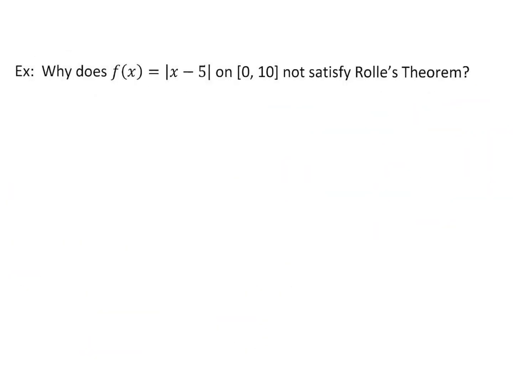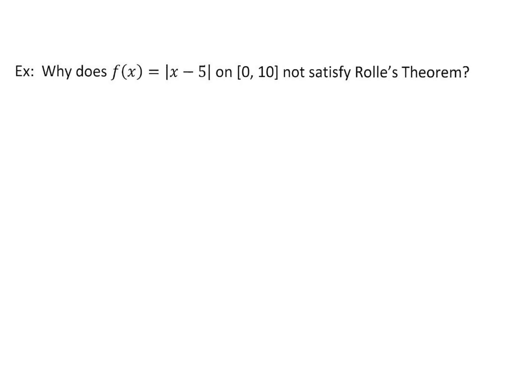Now, the next one says, explain why this function does not satisfy Rolle's theorem. Okay, and so you have to answer the two questions, right? Is it continuous from 0 to 10? Well, think about what an absolute value function looks like. It's a v. It's continuous. It goes on in both directions, but it never has a hole in it or a gap in it or an asymptote in it. It is a continuous v, right?